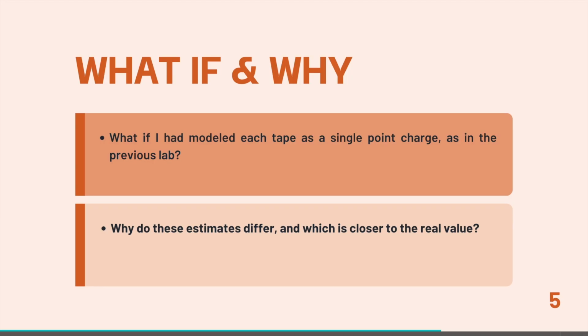What if I model each tape as a single point charge, just like the previous lab? When using a point charge model, all of the charge is assumed to be concentrated at the center of the tape. Using the same experimental data, this model produced a smaller estimated charge than the line charge model. Why did these estimates differ, and which is closer to the real value?